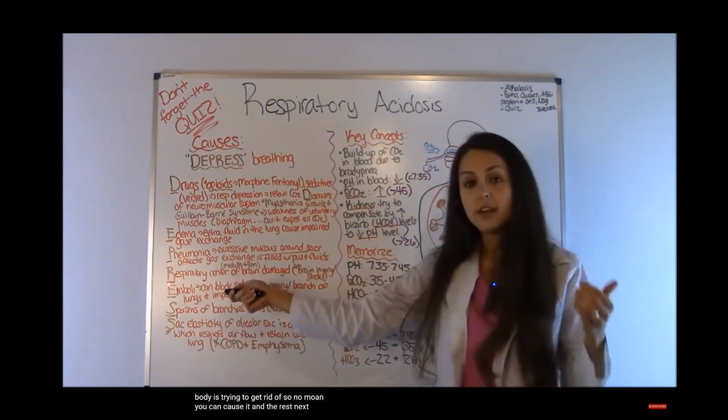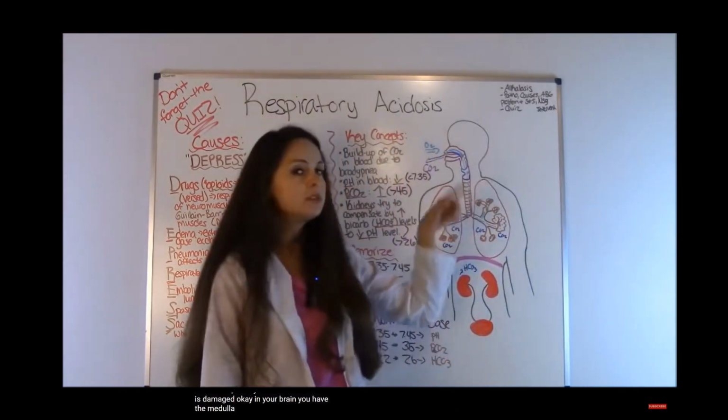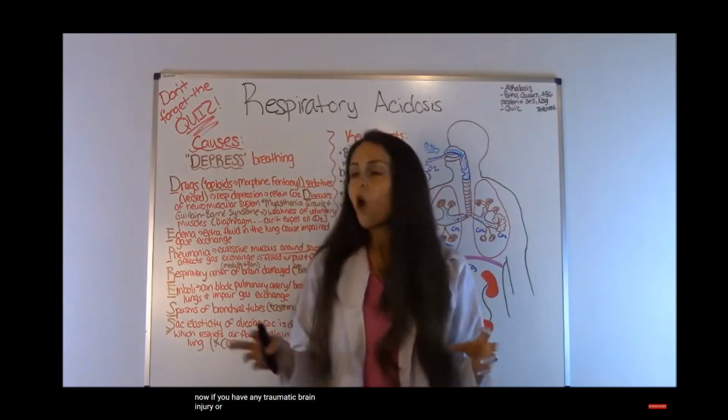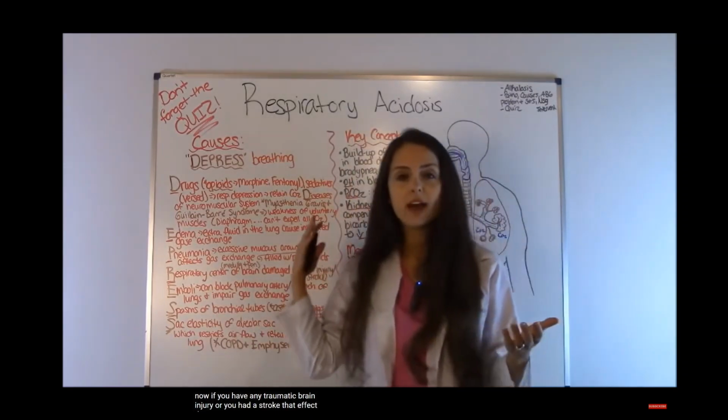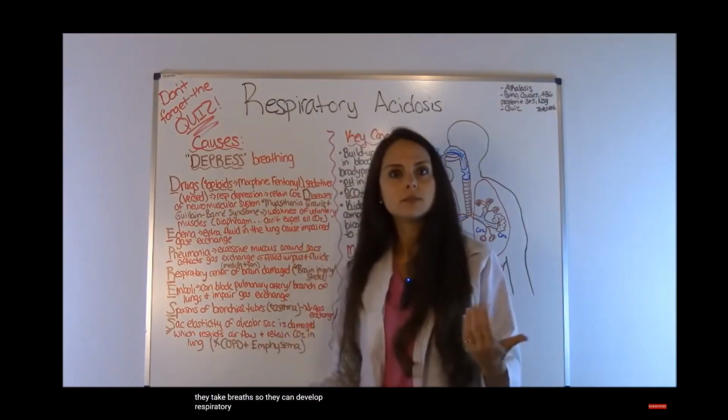And next one, the R, respiratory center of the brain is damaged. Okay, in your brain, you have the medulla and the pons area. That is responsible for your respiratory center. Now, if you have any traumatic brain injury or you had a stroke that affects that area, that can affect the way that the patient breathes, how they take breaths. So they can develop respiratory acidosis.